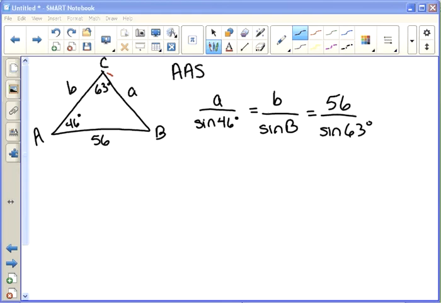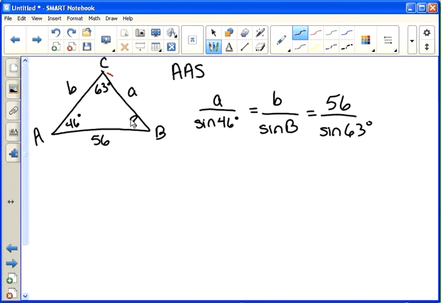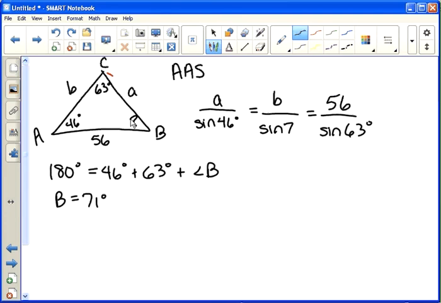What I would recommend first in this scenario is to solve for this third angle, because we know that all triangles have a total of 180 degrees. So we do 180 equals 46 degrees plus 63 degrees plus angle B. If we add those together and subtract from 180, we're going to find that B is equal to 71 degrees. So we haven't even had to use the law of sines yet. We get 71 degrees. Okay, so we've got everything we've been able to get without using the law of sines.